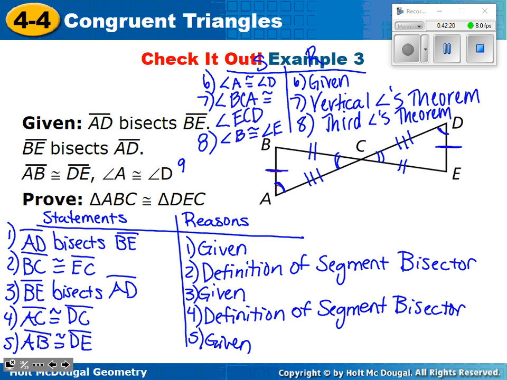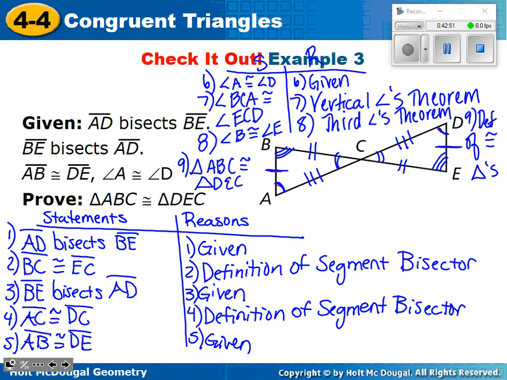Okay, but we're not done because we didn't list our final statement. But we do have all 6 things listed and marked now. Right? So now, triangle ABC is congruent to triangle DEC. And the only reason you have today for number 9, definition, do not abbreviate, but I'm running out of room. Definition of congruent triangles.